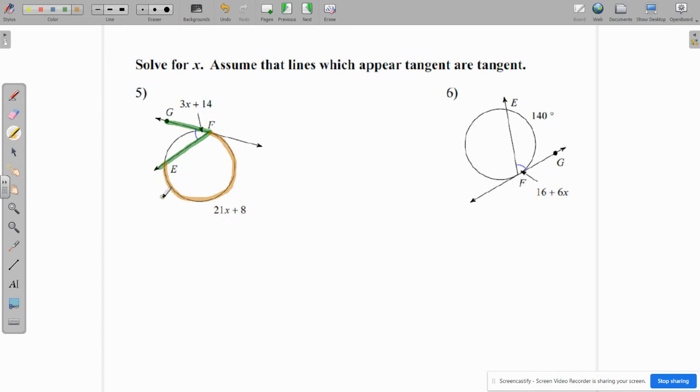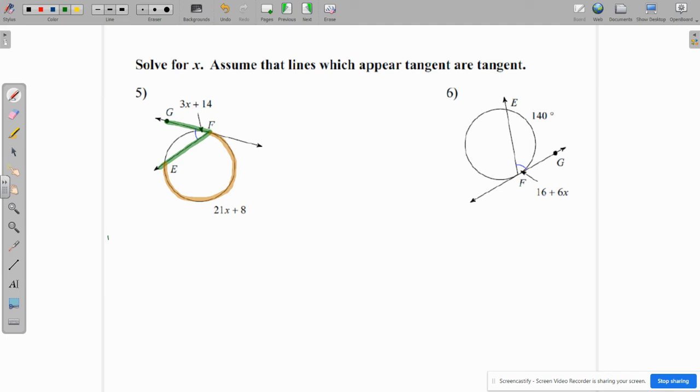So in order to work with this, since we have an angle and an arc, it would be easiest if we could talk about both this arc and this arc FE, in addition to this arc, because together they would be 360 degrees.